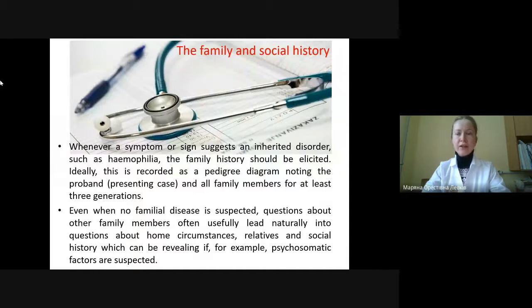Family and social history is the next step in the questionnaire of the patient. Whenever a symptom or a sign suggests an inherited disorder, such as hemophilia, the family history should be elicited. Ideally, this is recorded as a pedigree diagram noting the proband, presenting case, and all family members for at least 3 generations. Even when no familial disease is suspected, questions about other family members often usefully lead naturally into questions about home, circumstances, relatives, and social history, which can be revealing if, for example, psychosomatic factors are suspected.